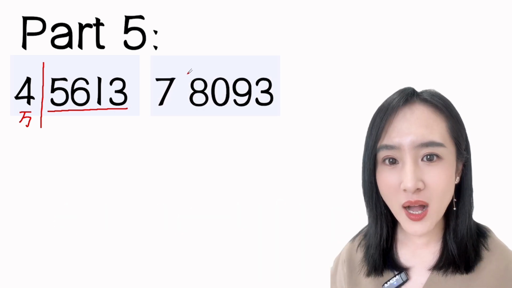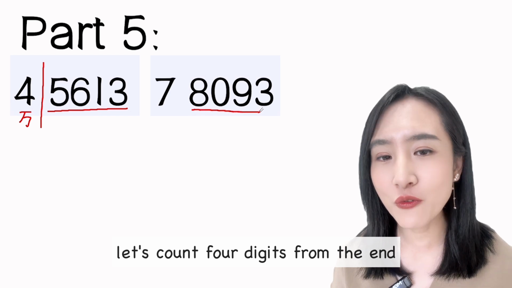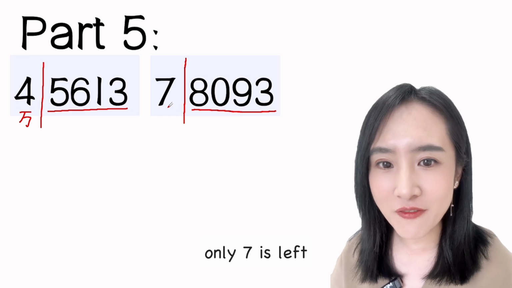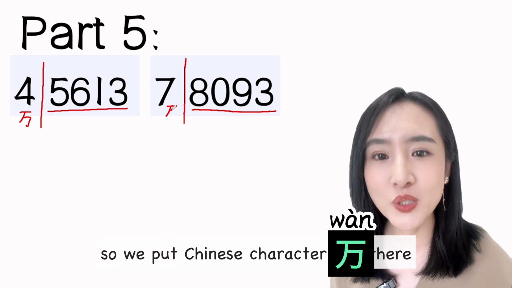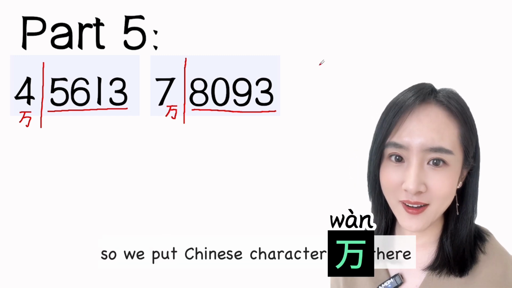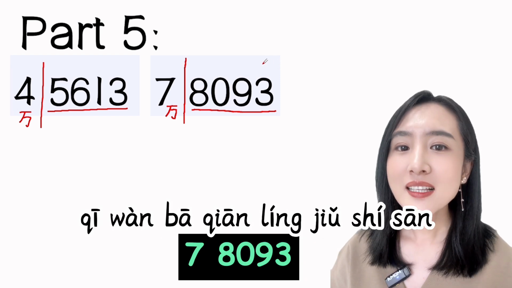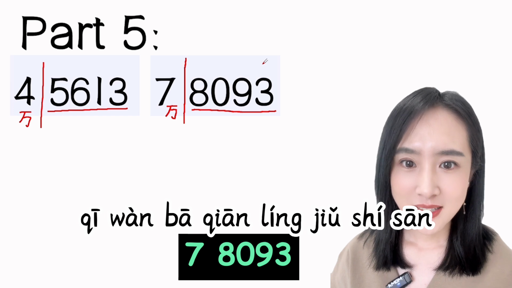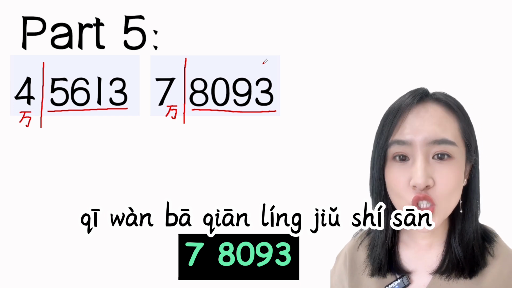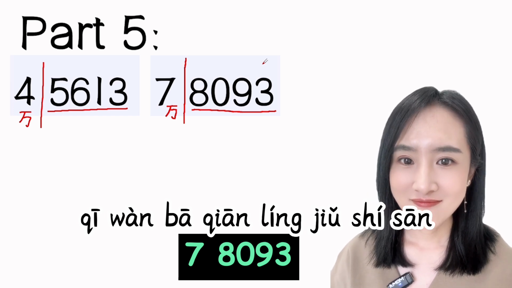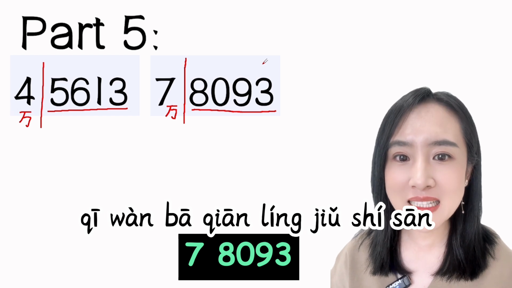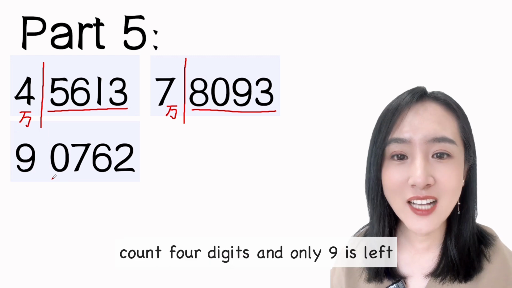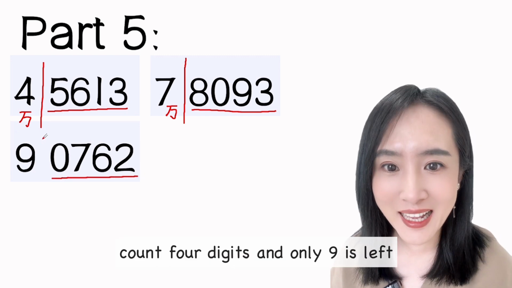Again, please. And the second one, let's count 4 digits from the end. And if we count 4 digits, only 7 is left. So we put the Chinese character 万 there. So this number will be 7,893. Next one, count 4 digits and only 9 is left.